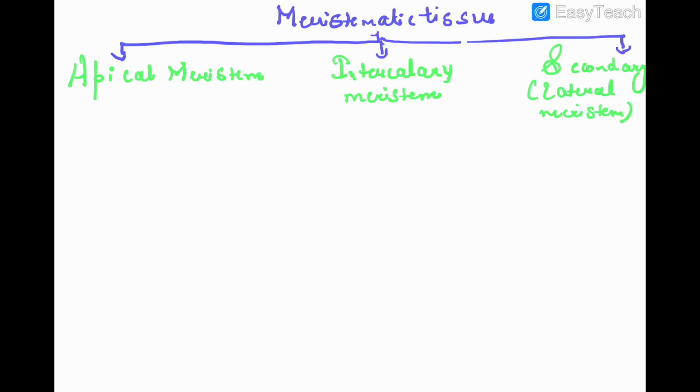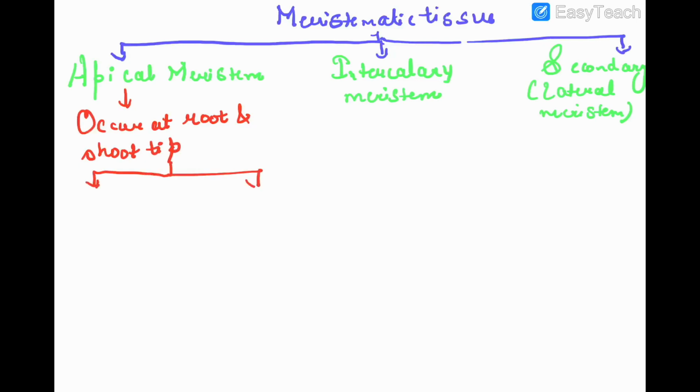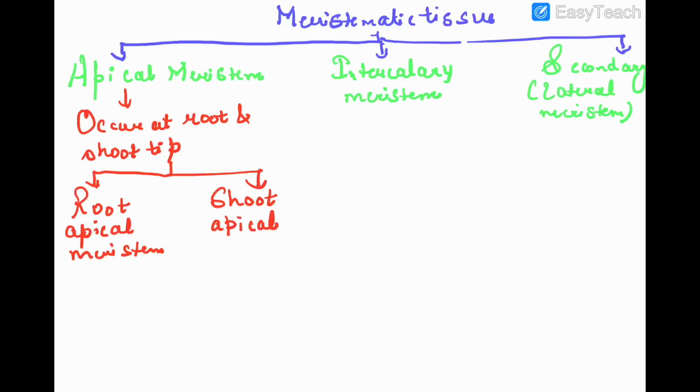Apical meristem, let's talk about apical meristem. It occurs at root and shoot tip. Now, if it occurs at the root tip, it is known as root apical meristem, which occurs at the tip of the root, and if it occurs at the shoot tip, it is known as shoot apical meristem, which occurs at the tip of the shoot.